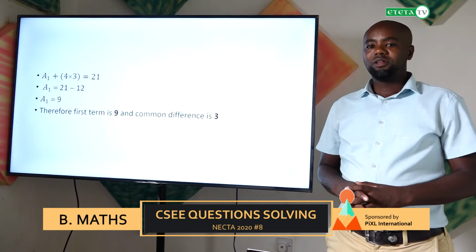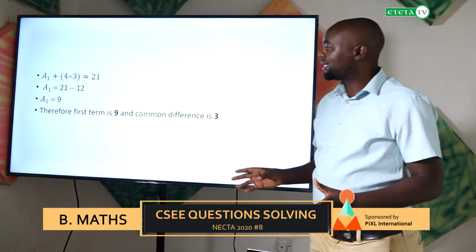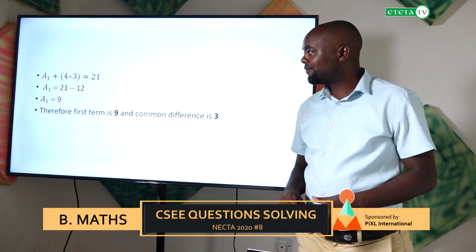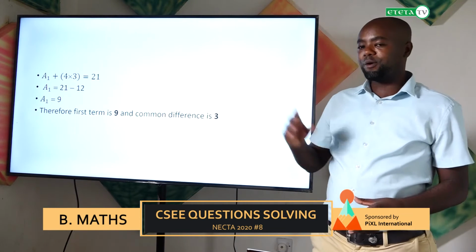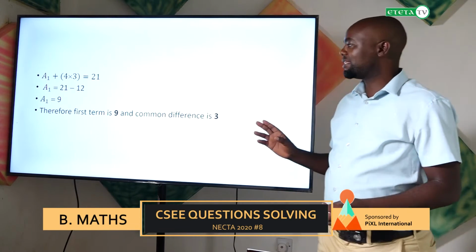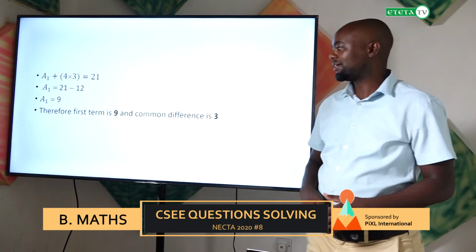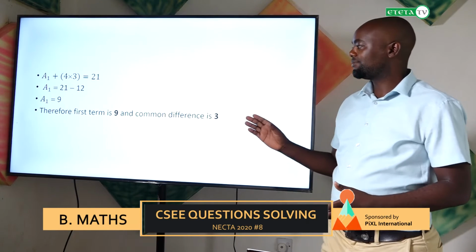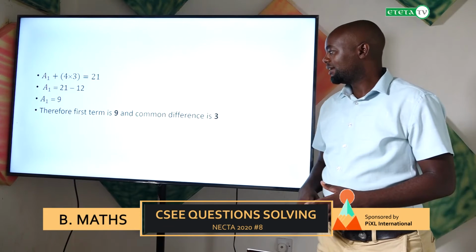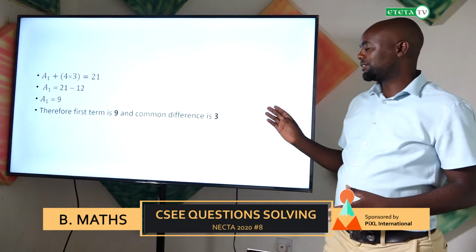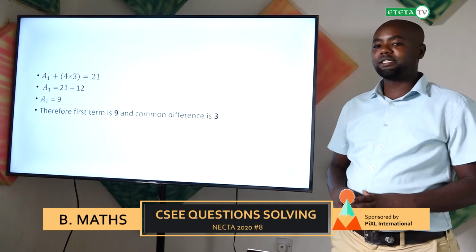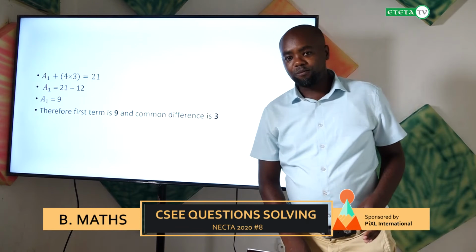Since we are asked to find the first term and the common difference, and we said that A1 is the first term and D is the common difference, automatically you can say now you have all of them: the first term is equal to 9 and the common difference is equal to 3. That is how we get the solution of part A.